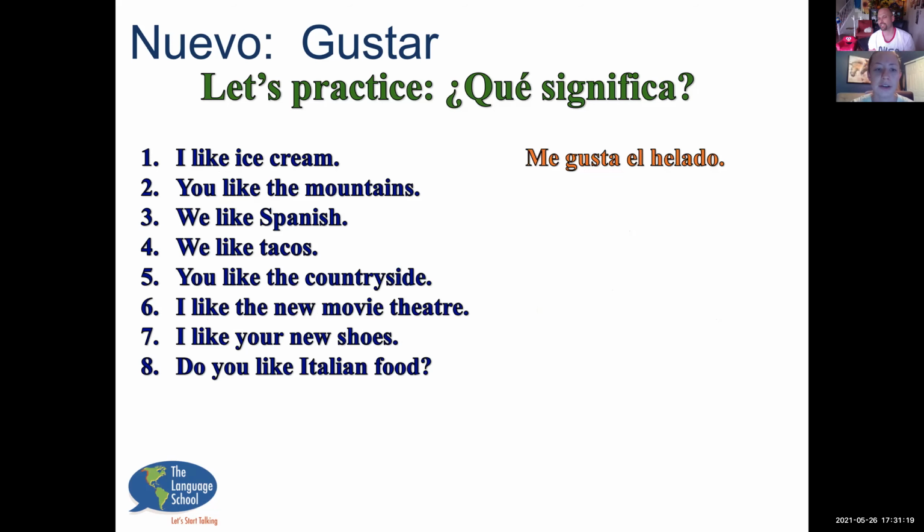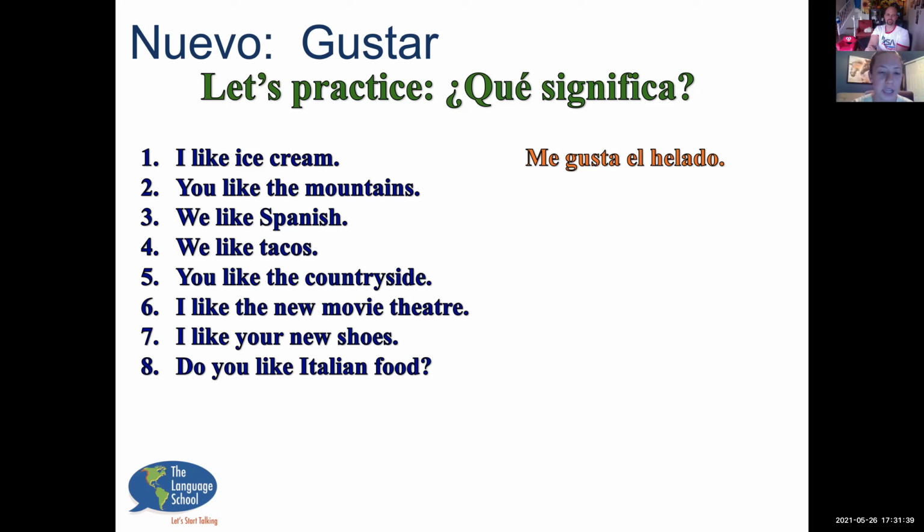It was kind of subtle, so I'm not sure if you said it or not, but just remember the H is silent, so it would be helado. Yeah, I think I kind of said it because it's hard for me to say el helado. El helado. El helado.